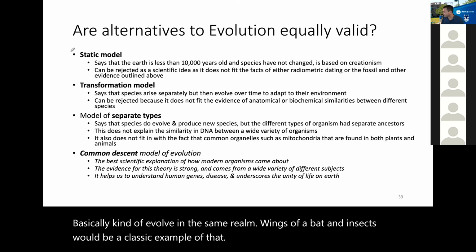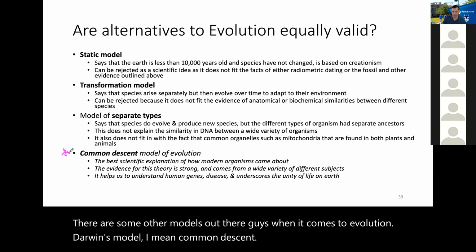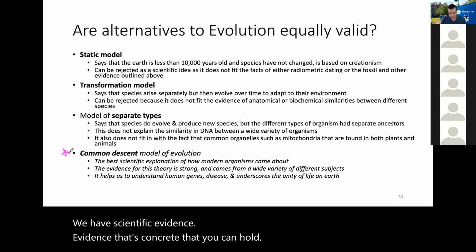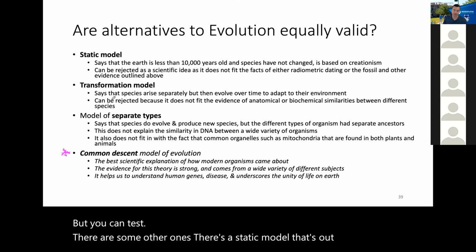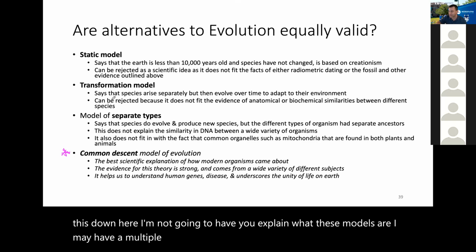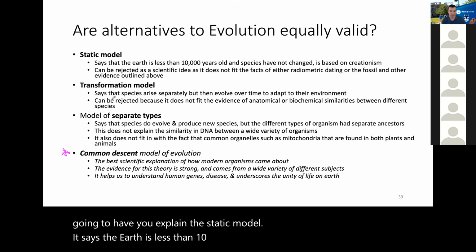There are some other models out there, guys, when it comes to evolution. Darwin's model, common descent. We have scientific evidence that's concrete, that you can hold, that you can test. There are some other ones. There's a static model that's out there. And I put this down here. I'm not going to have you explain what these models are. I may have a multiple choice question or two about these things. The static model says the Earth is less than 10,000 years old and nothing has changed.